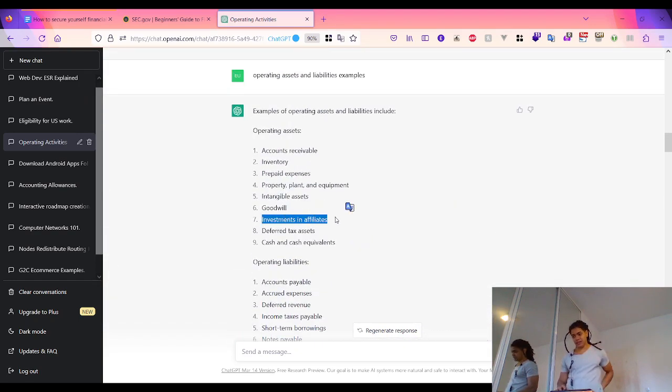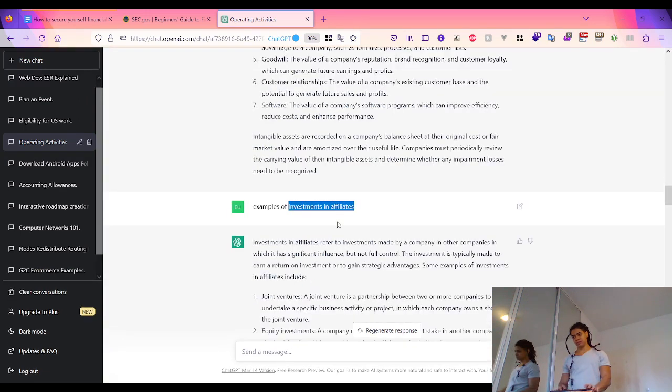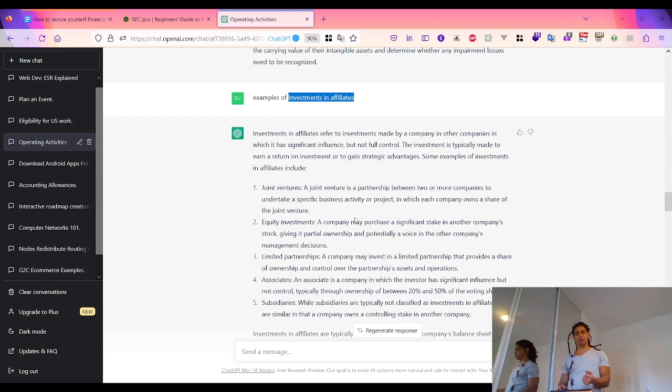Investment in affiliates. I asked ChatGPT about that, to give me some examples of investment in affiliates. After all, these are investments that a company, or even yourself, if you see yourself as a company, makes.